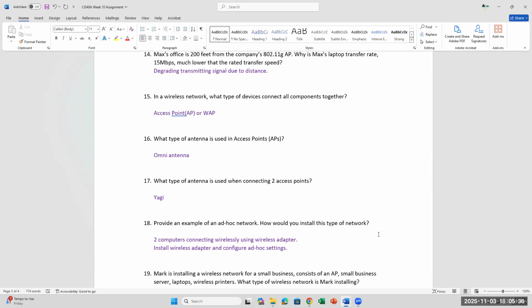Now, ad hoc can be that they can see each other, but they can drop off at one point or another. You really don't have a lot of administration with the ad hoc network.